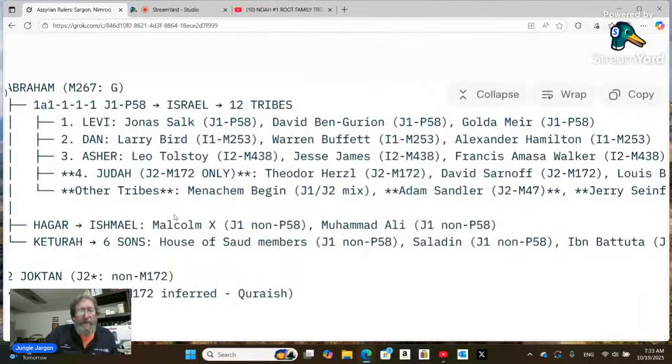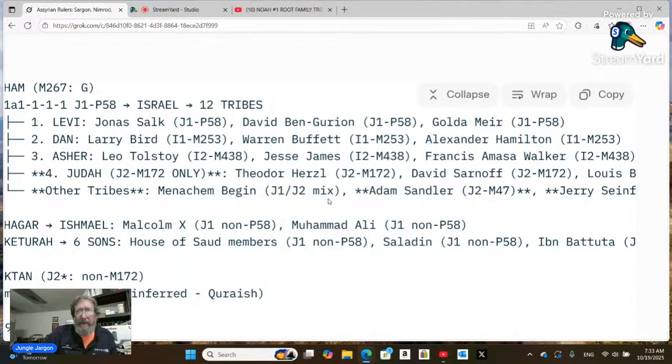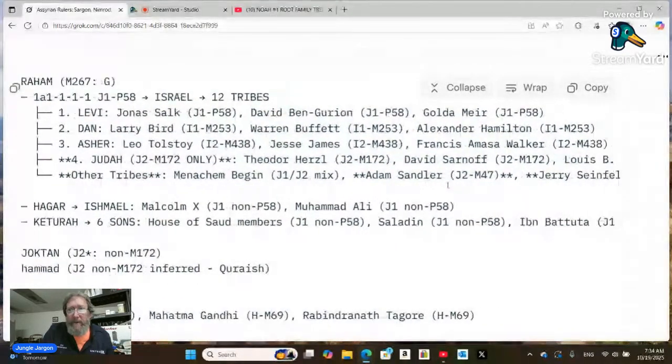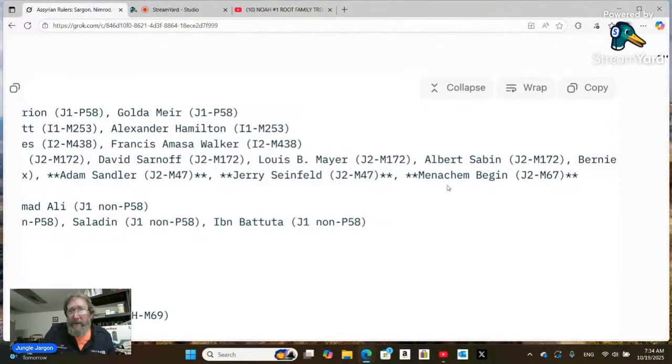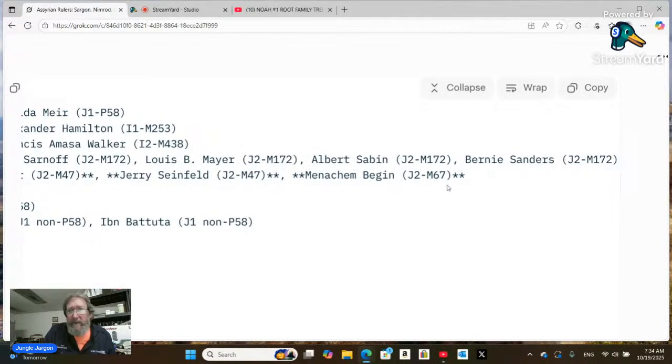Okay. Other tribes. This would be a J1, J2 mix. It says Menachem Begin, but actually it has Menachem Begin as a J2 M47, just like Adam Sandler and Jerry Seinfeld. There it is, Jerry Seinfeld. There we go. See, Menachem Begin is J2 M67, not 47. M67. And we got Bernie Sanders.